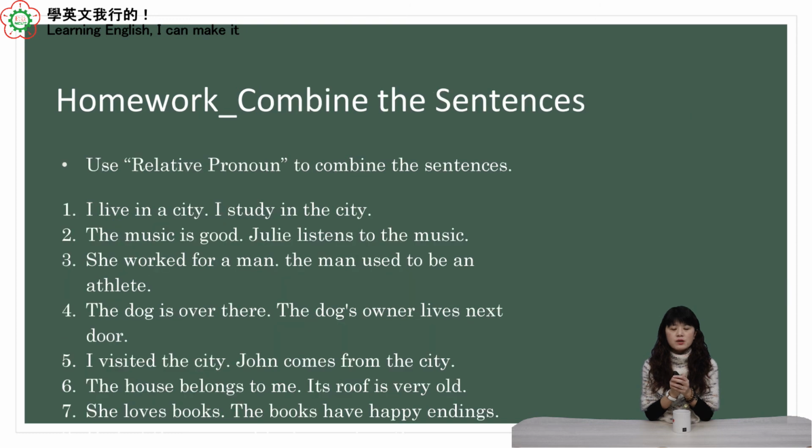The last part of the homework is to combine the sentences. I give you 2 simple sentences, and I would like you to use relative pronouns to combine them, which means in the complete sentence you are going to have a relative clause.